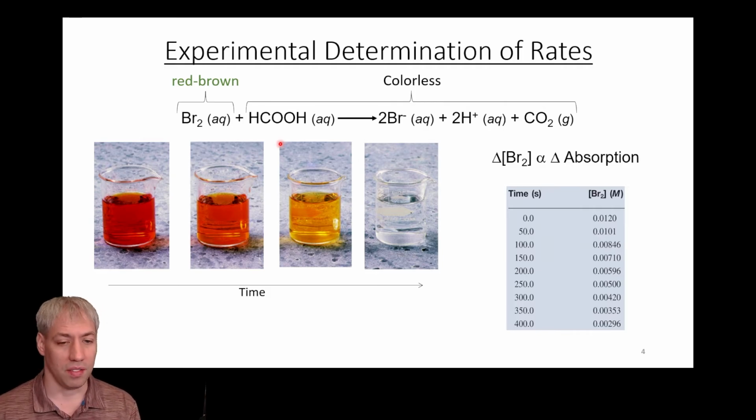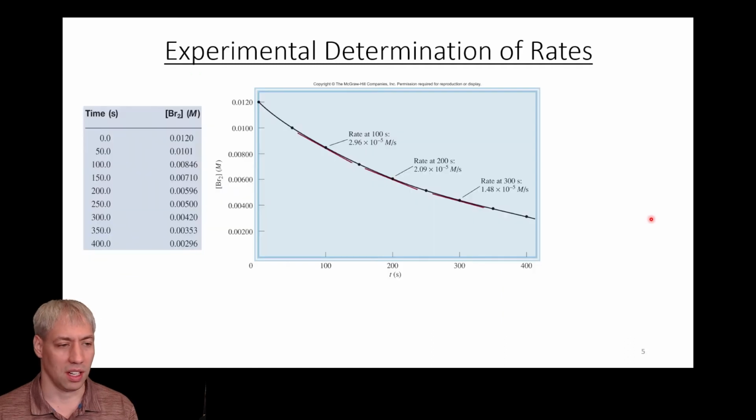We could use Beer's law to figure out what the actual concentration is. And so you don't have to necessarily know that, but know that we can generate tables that look something like this, like we did previously. We have time here, and we have concentration of Br2 here, which is proportional to color.